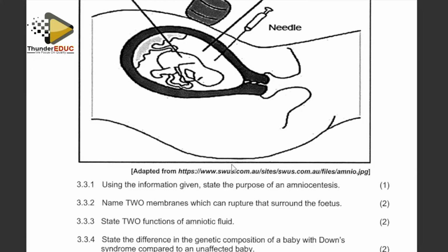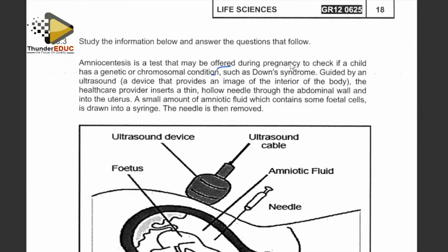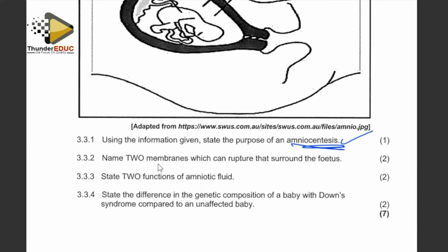Using the information, state the purpose of amniocentesis. They talked about it here: to check if the child has a genetic disorder or chromosomal condition. That is the answer for number 1. So done. Name 2 membranes that surround the fetus and rupture. We said it is the amnion, extraembryonic membranes, amnion, and then what? Chorion. Yes, it's the amnion and the chorion. Some of you pronounce it one way, others another way. Yes, chorion. We got the next part.